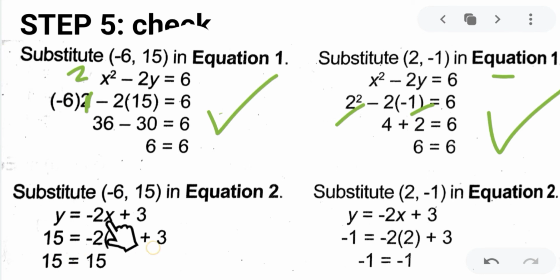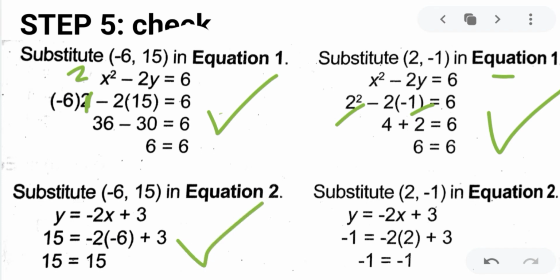Next, we have to substitute -6 and 15 in equation 2. Our equation 2 is y = -2x + 3. The value of your y is 15, and the value of your x is -6. Then 15 equals -2 times -6, that is positive 12, plus 3, that is 15. So this is true as well, or correct.